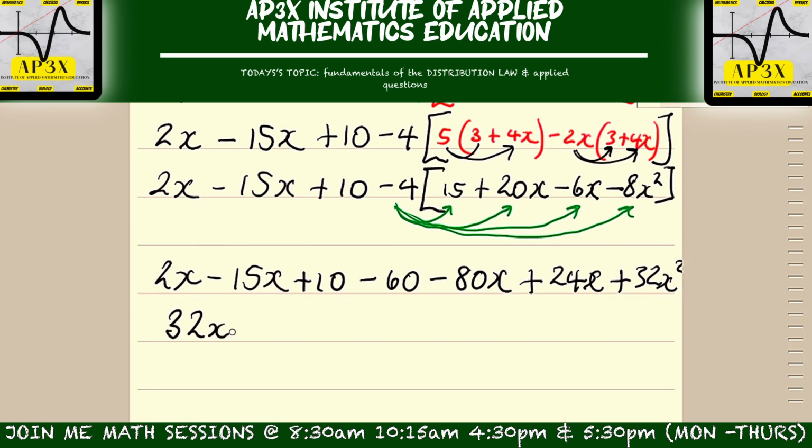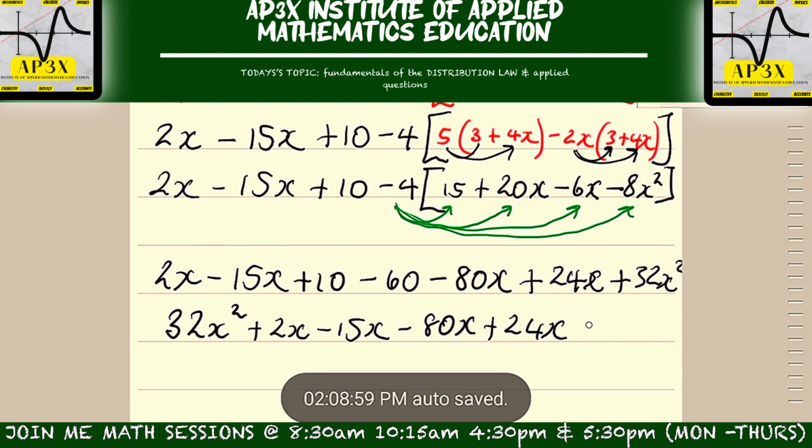So I'm going to start off with my x squared here, 32x squared. There's no expression with the x squared to group with, so I'm going to go to my x's then. I'm going to have plus 2x. I'm going to have my minus 15x. Let's look for some more x's. Minus 80x. Oops, minus 80 as opposed to 8. Minus 80x. Plus 24x. All right.